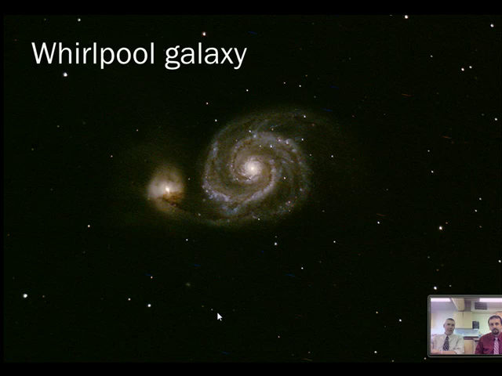Right. This is the Whirlpool galaxy. So there's a spiral galaxy, and it's interacting with this smaller galaxy. And it almost looks like it's sucking it down, just like a whirlpool. Yeah. Again, scientists not being original with their names.